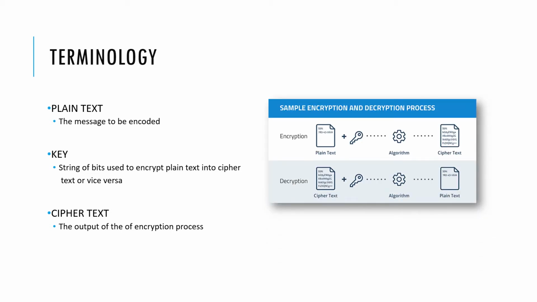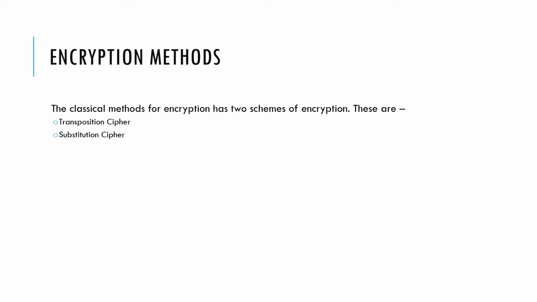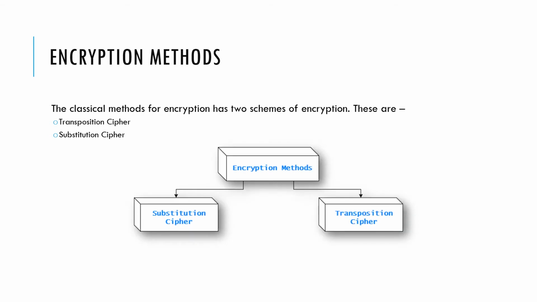As shown in the figure, in the encryption process, we use the plain text and apply the algorithm. With the help of the key, we convert it to ciphertext. In the decryption process, ciphertext is taken and we apply the algorithm. With the help of the key, we generate the plain text. Encryption methods. The classical method for encryption has two schemes of encryption. These are transposition cipher and substitution cipher.